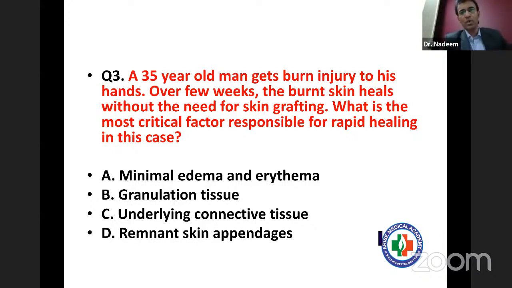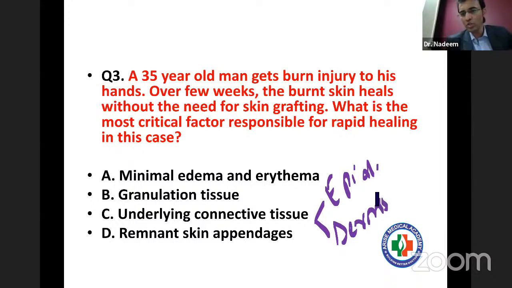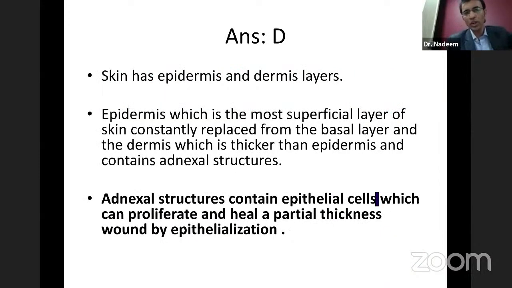A 35-year-old man gets a burn injury to his hands. Over a few weeks, the burnt skin heals without the need for skin grafting. Skin is having epidermis and the dermis. The most superficial part is the epidermis, which will be replaced from the basal layer constantly. But the dermis is the thick part, and the dermis is containing adnexal structures, skin appendages, right?